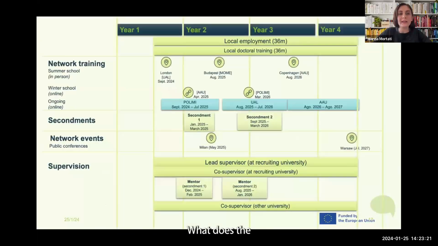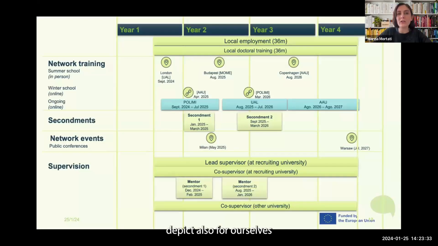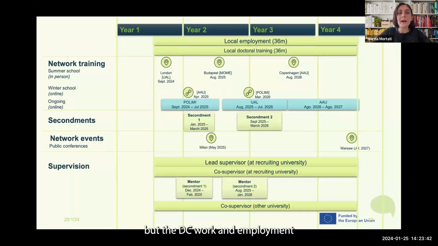What does the overall journey look like? This is a diagram that we are still continuing to refine and that we have pulled together in order to depict, also for ourselves, what it looks like overall. So first of all, as I just mentioned, the project lasts for 4 years, but the DC work and employment will last for 3 of those 4 years.